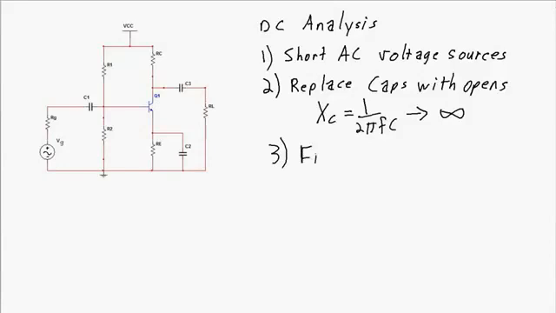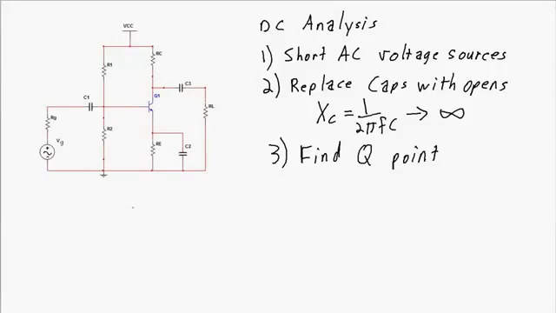And then lastly, although this does take multiple steps, find the Q point, the operating point. I could go through and find all of the voltages and all of the currents in this circuit. For the AC analysis, what I want to do is come up with the amplifier parameters, so things like the voltage gain, the input impedance, and the output impedance.